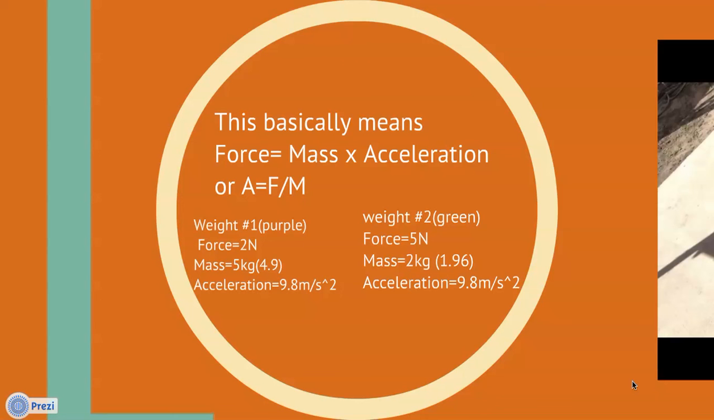The purple weight has a force of 2 newtons, a mass of 5 kilograms, and an acceleration of 9.8 meters per second squared. The green weight has a force of 5 newtons, a mass of 2 kilograms, and an acceleration of 9.8 meters per second squared.